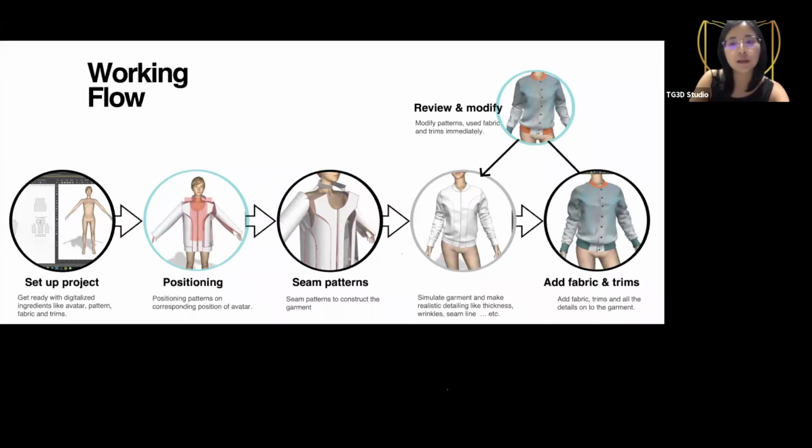And then we can set the thickness, like wrinkle, on the garment. And then the last step is to add fabric and trim, this kind of detail, on the garment. So it will make it look like a real product. And if you have any other part you want to modify, for example, modify the sizes, modify the proportion, then it can be a design cycle until the product is finalized.